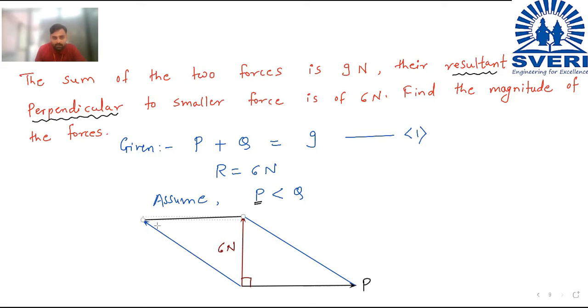So this is the parallelogram. So this is your force Q. And R is given to you as 6 Newton. So this type of diagram is given to you. And they have asked you now, what is the value of this P and what is the value of this Q?